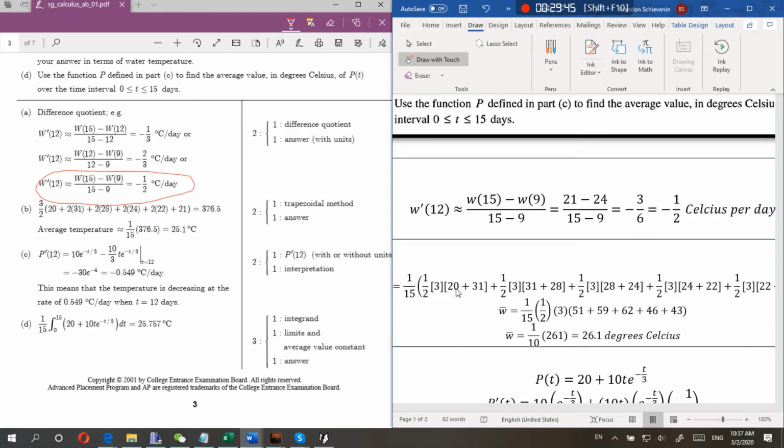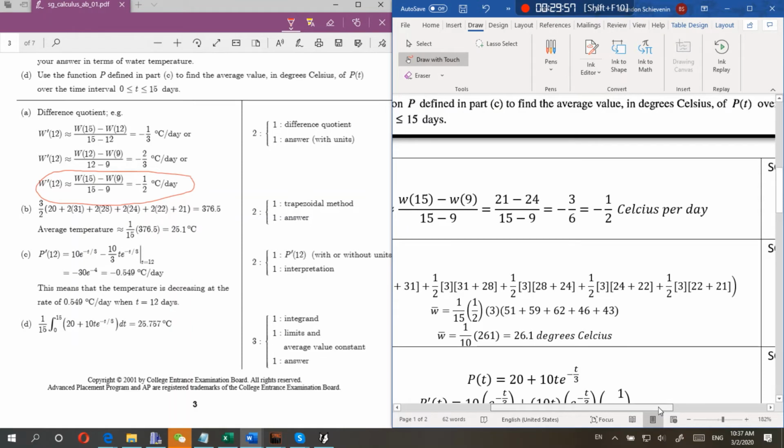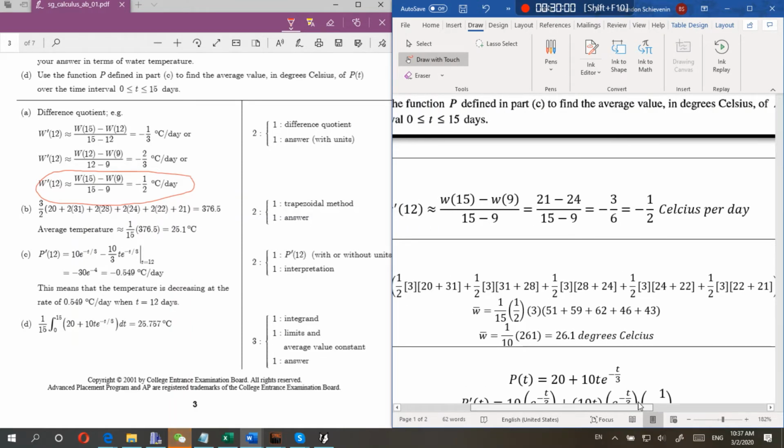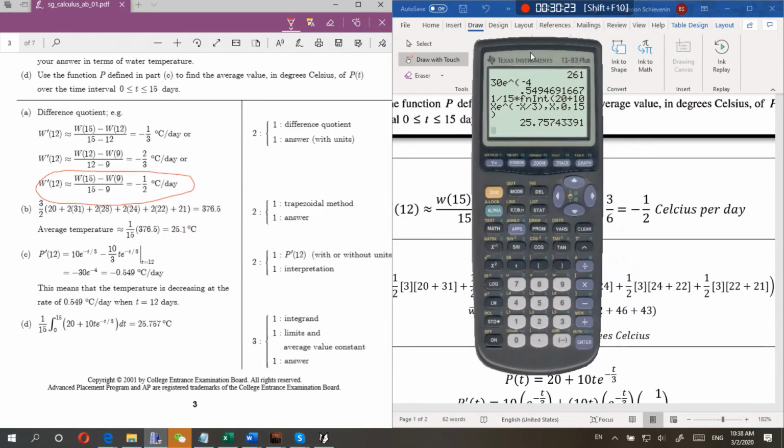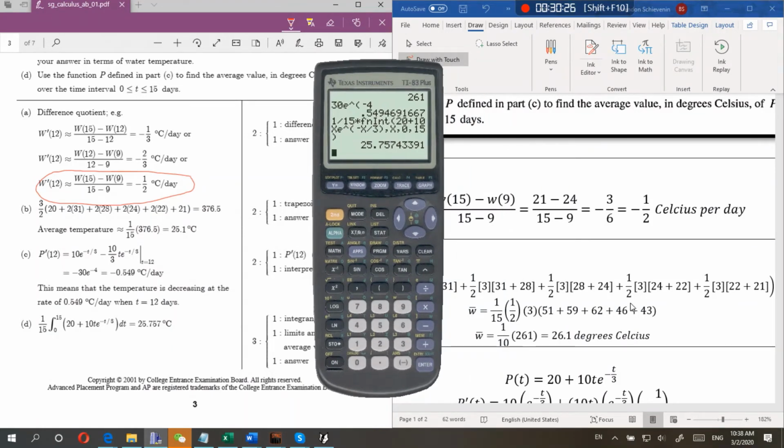Did I add wrong? 20 plus 31 is 51. 31 plus 28 is 59. 28 plus 24 is 62. Okay, I don't see it. 28, 24. It's 261, that's the same thing we got.